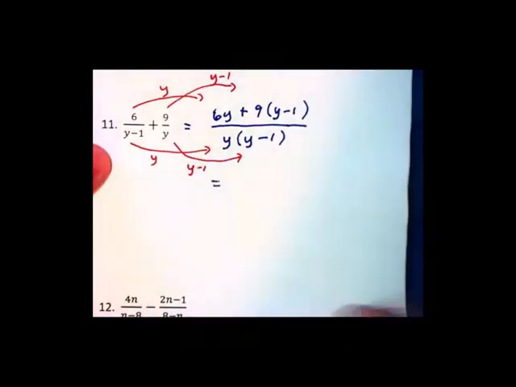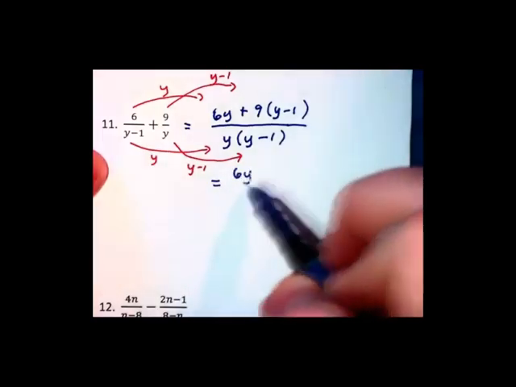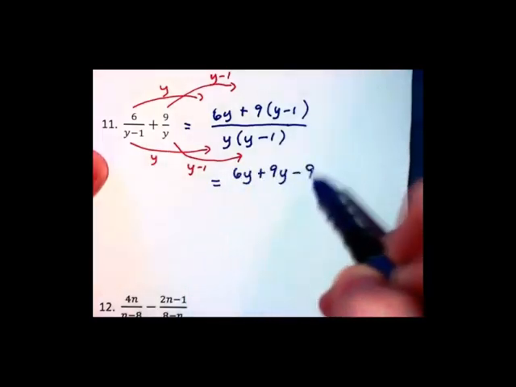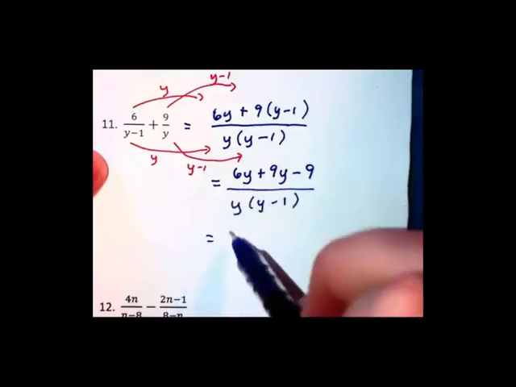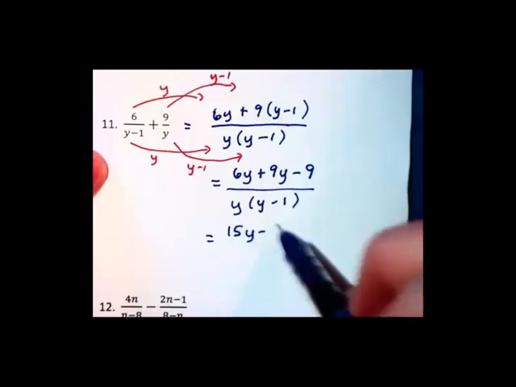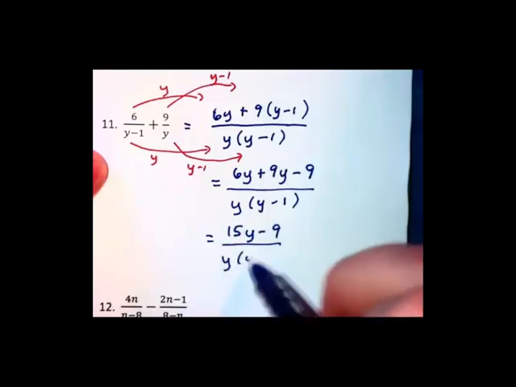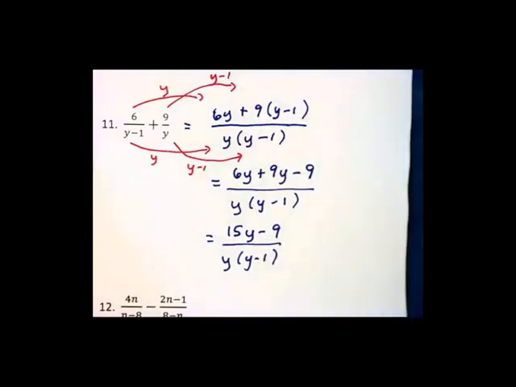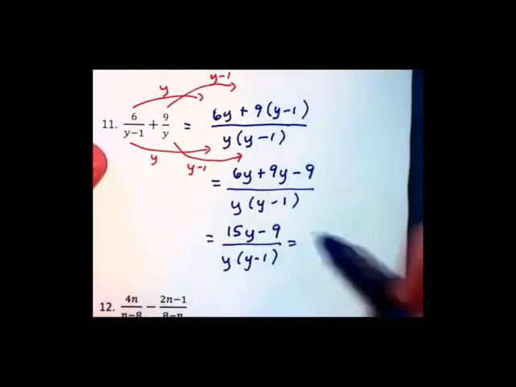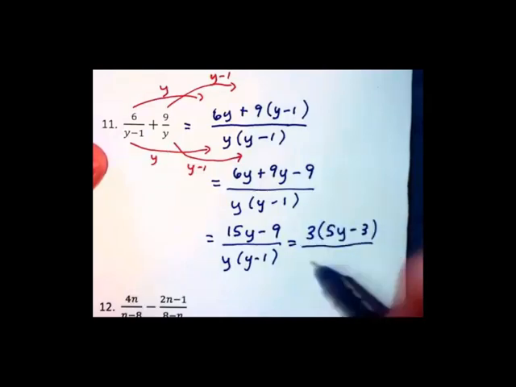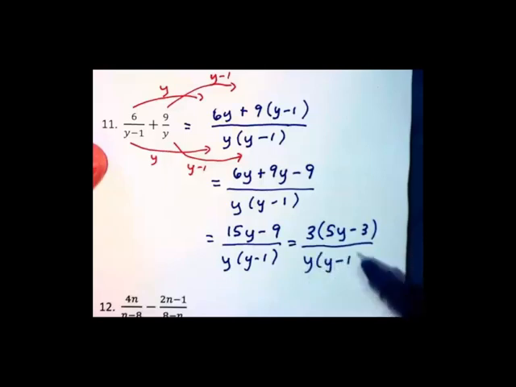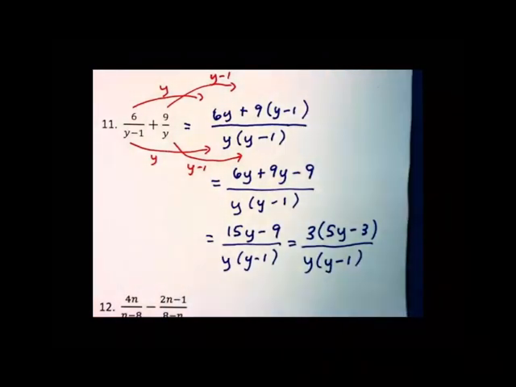So my numerator is 6y plus 9y minus 9 over the y times y minus 1. I can rewrite that as 15y minus 9 over y times y minus 1, and stop there. If you notice, it won't go any further. Or you could factor a 3 out, but factoring the 3 out is only going to do one thing, and that is write it with parentheses. It won't help you reduce your answer at all. So it's really your choice on which of these last two you want to write as your answer.